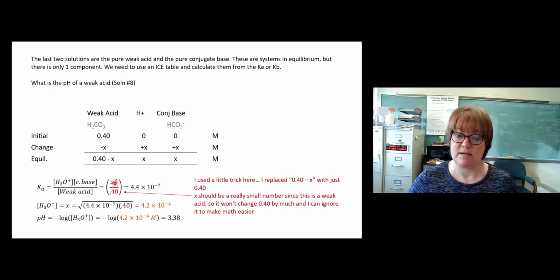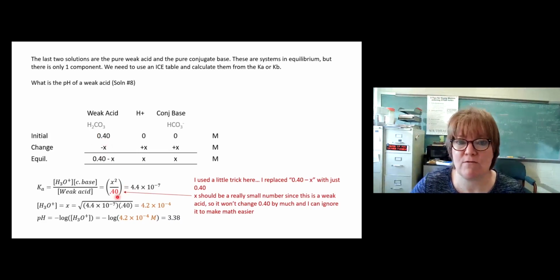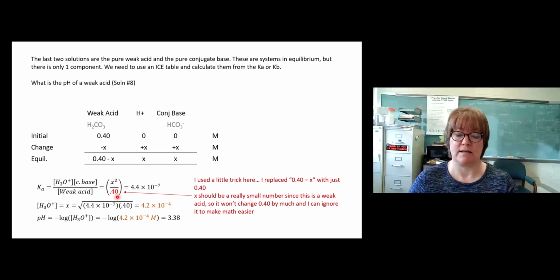Water is the liquid. We don't include it in Ka expressions. Now I plug in my numbers. I get X squared over 0.40 minus X. But here's where I say, if X is small, which it should be because this is a weak acid, it should only dissociate a little bit, right? That's what X represents. It's going to be close enough to 0.4 that I can just use that mathematically.